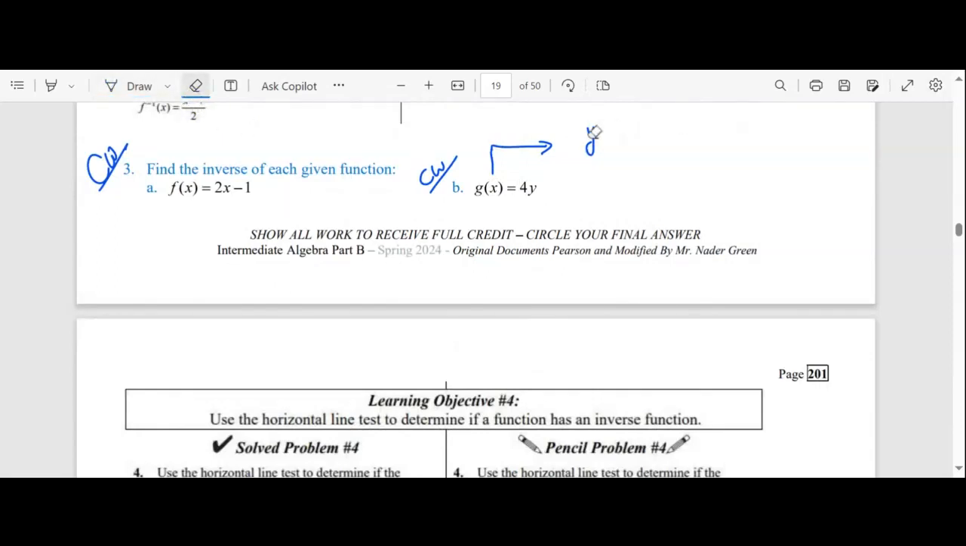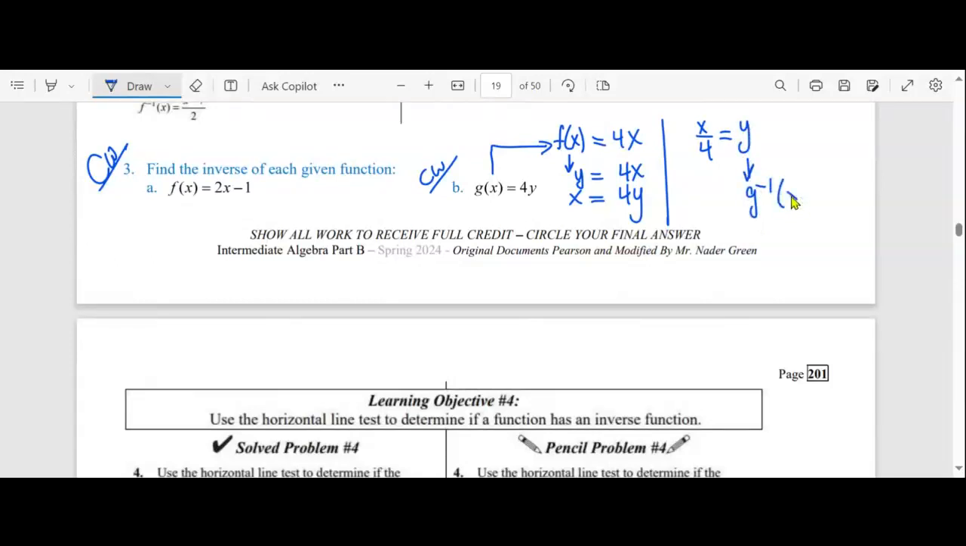Let me. I can do it like this. So this one is going to be the first thing. Y equals what? Then it becomes what? 4Y. Then what should I do? And at the end we're going to say what? Change it to g. Okay. This is x over 4. That's called what? Inverse.